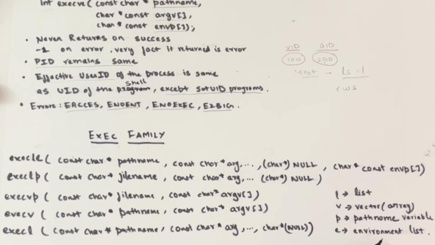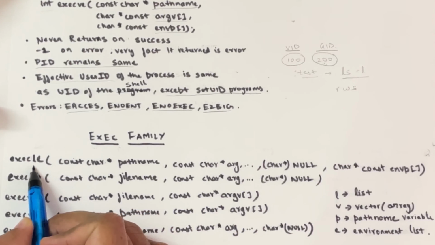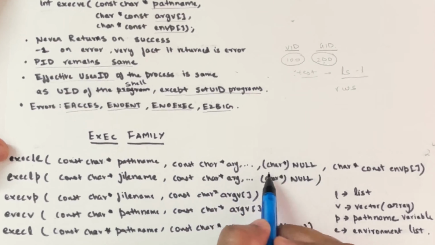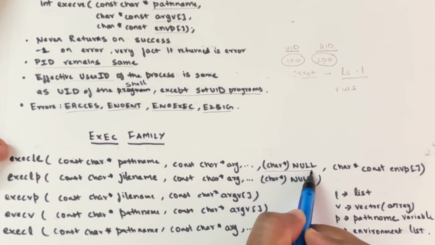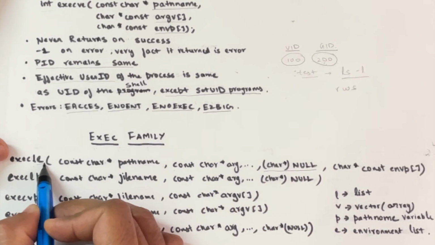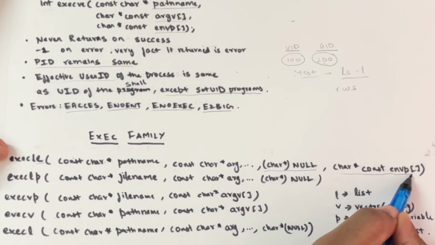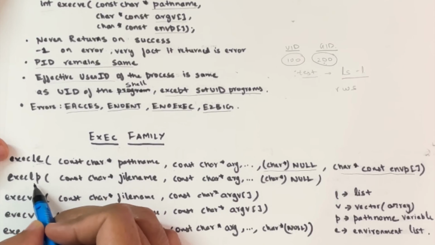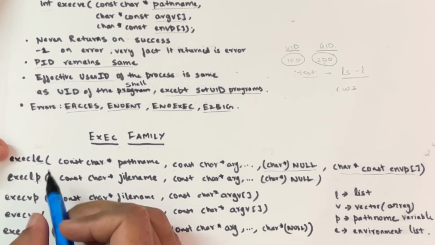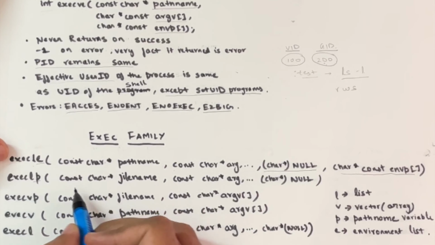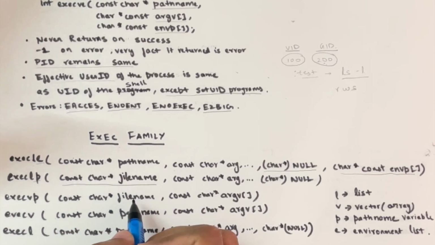If you find L inside the function name, then the second argument is the list of strings with the last string being null terminated. If you find E in the exec function name, then it would also be passing the environment list as a vector. P inside the exec function name represents that it will be searching the path name variable for the file name that you provide as the first argument.